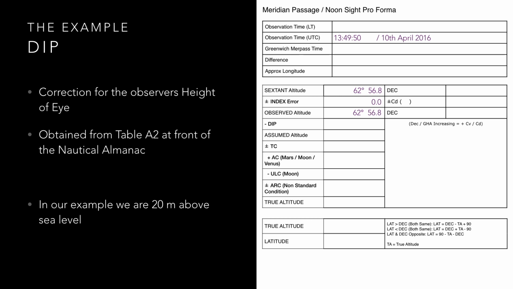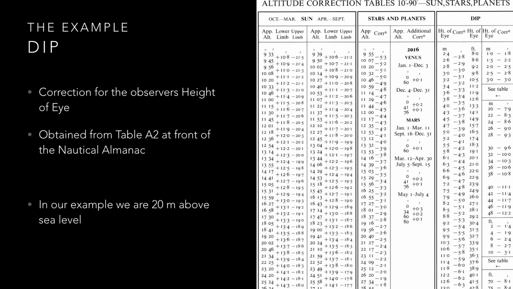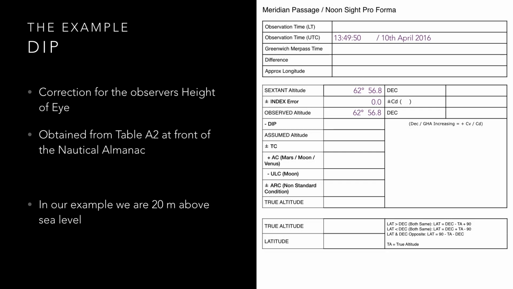To obtain the correction, we consult table A2 at the front of the Nautical Almanac, where we obtain the value of 7.9. If your height of eye is not an exact value, as shown in the table, then you will have to interpolate between the values for your actual height of eye.